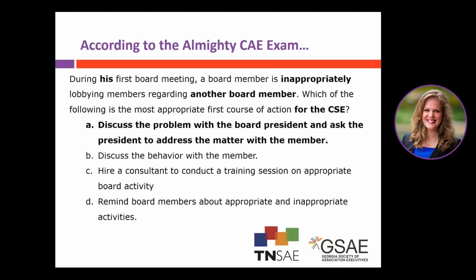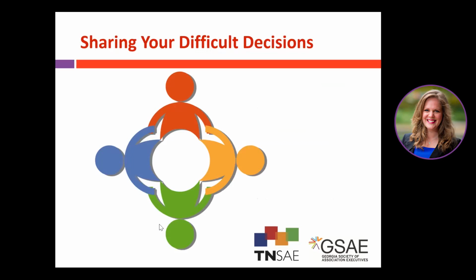So it's during their first board meeting, the board member is inappropriately lobbying another board member. So as the association exec, you should talk to your board president and ask them to address it member to member. So board to board, staff to staff. So you guys are really smart. And you've got it. Whether you're studying or renewing, I think you guys are going to be in good shape.